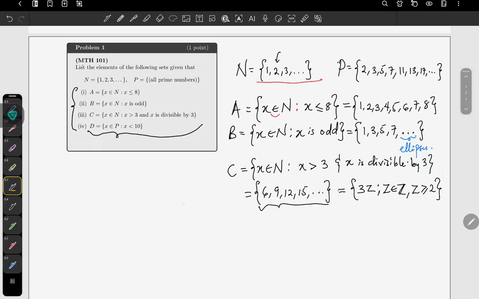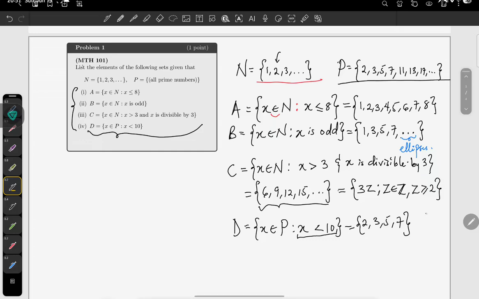And finally, D is the set of elements of P such that x is less than 10. All we need to do is go to the set of prime numbers and pick out those elements that satisfy this condition, that they are less than 10. Our candidates are 2, 3, 5, and 7. And that's it. That's the end of the question. I think I will pause it here now.